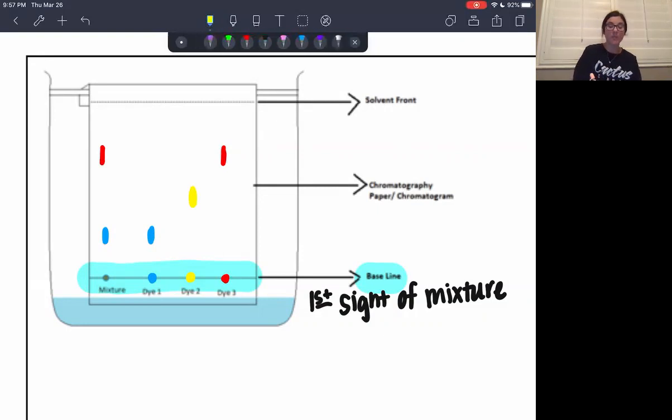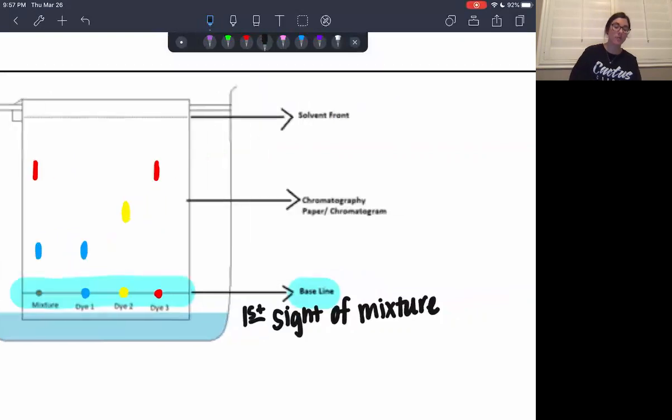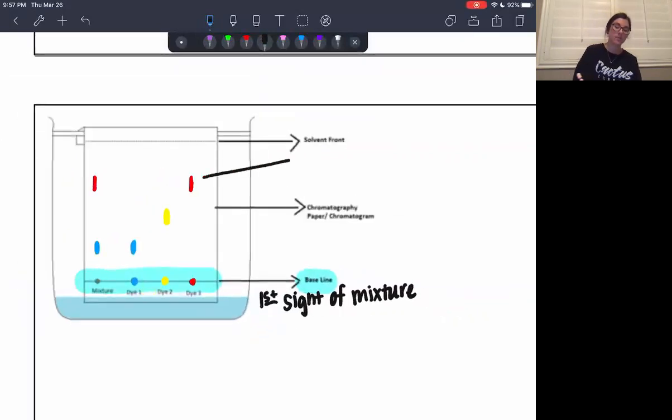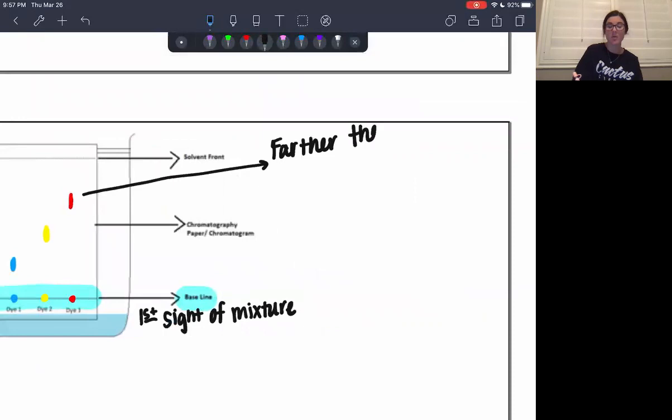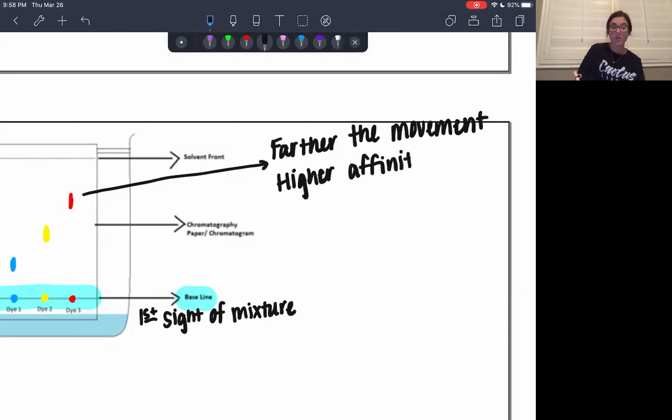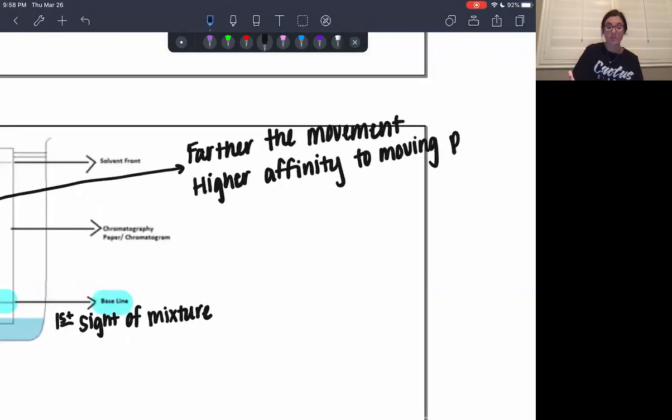So the farther that a component travels, for example, dye 3, the farther the movement means that that component is more attracted to the moving phase. So the farther the movement, the higher the affinity to the moving phase. So if this component has a higher affinity to the moving phase, that means it has a greater attraction to the moving phase.